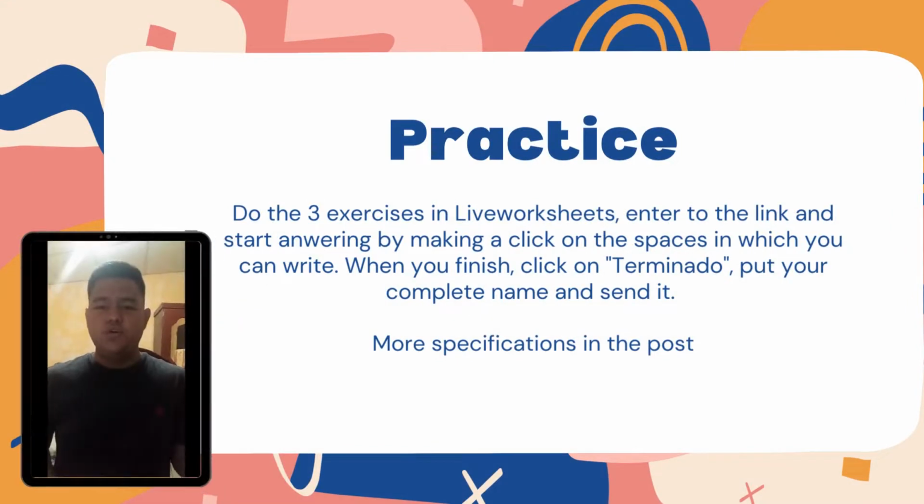For the practice, you will do 3 exercises in Live Worksheets. So I will send you a link, you will enter that link, and you will start answering by clicking on the little boxes in which you can add your answer. So after you finish answering the questions, you can click on Terminado, and it will send you to another page in which you can put your complete name. So you put your complete name and you click on send. And finally, I will give more specifications like the time and post.